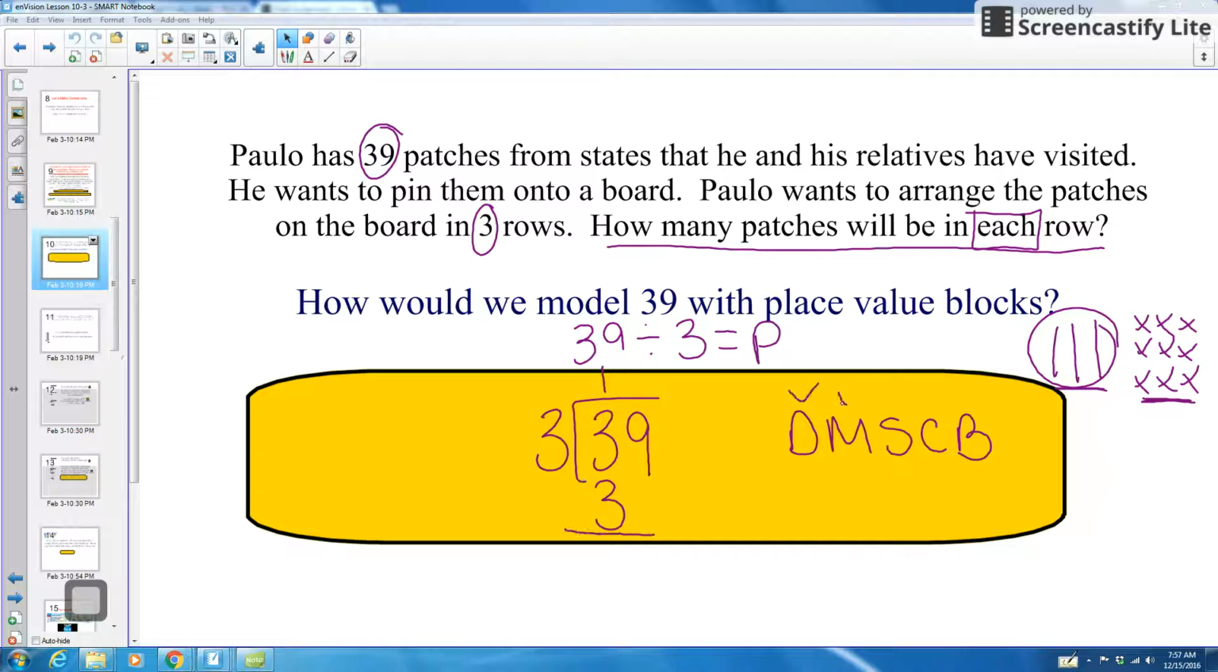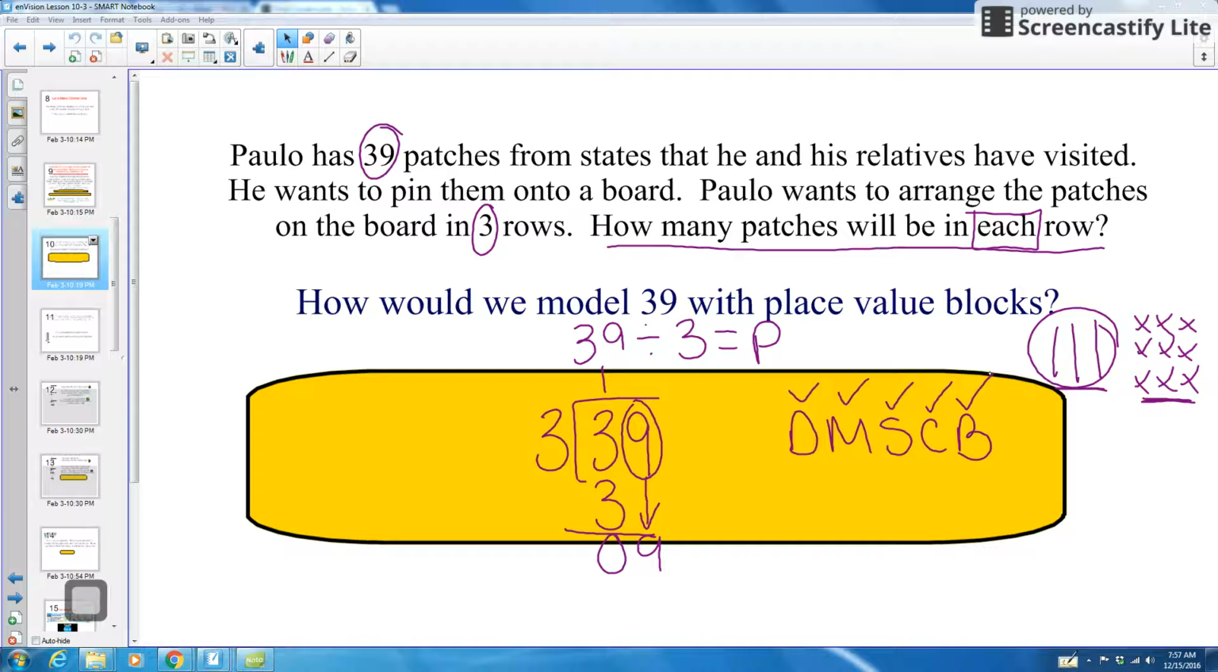There's my divide and multiply. Going to subtract. 3 minus 3 is 0. I check. 0 is less than 3. Now this is where our bring down comes in. I have this 9 over here that I haven't used yet. I'm going to draw an arrow and bring my 9 down. And that's my bring down.